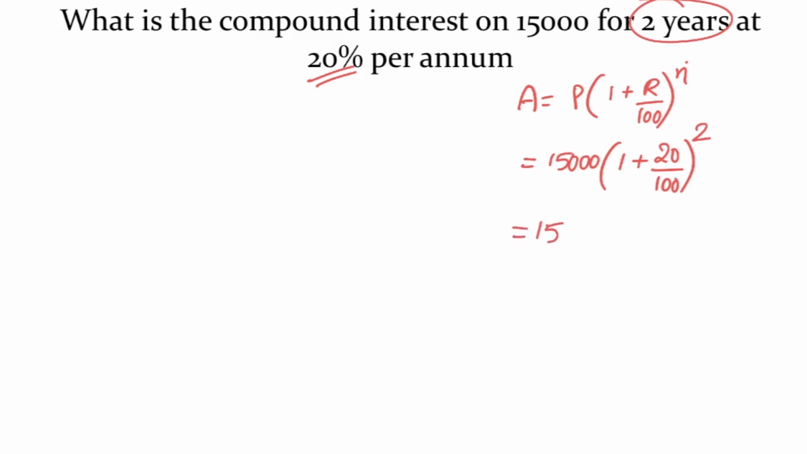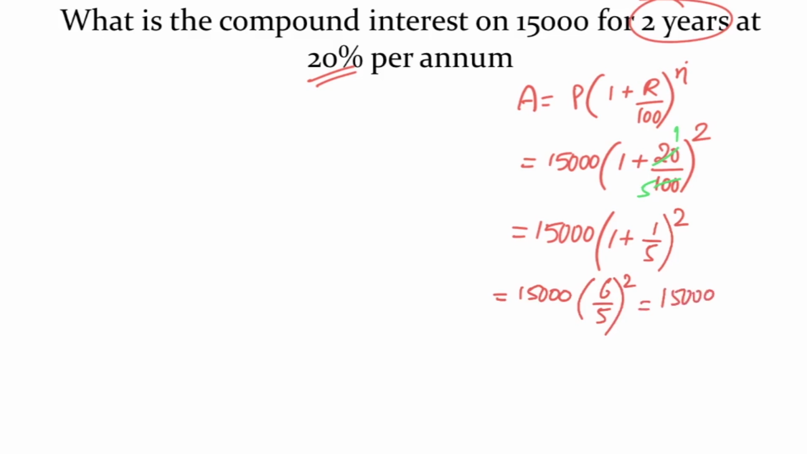That is equal to 15,000 into 1 plus 1 by 5, the whole square. 15,000 into 1 plus 1 by 5 is 6 by 5, the whole square. 15,000 into 6 square is 36, 5 square is 25. 25 ones 25, 6 times 150 followed by 2 zeros.